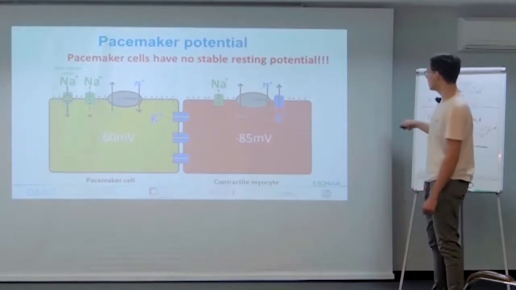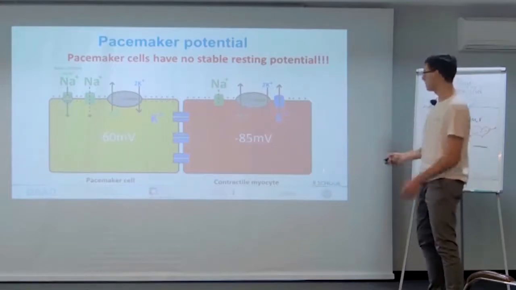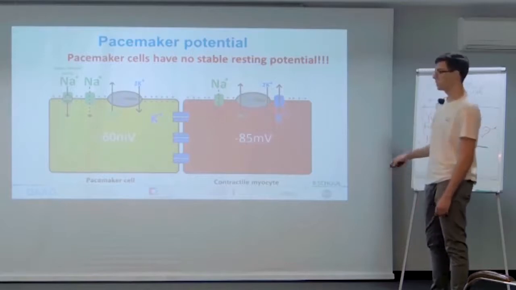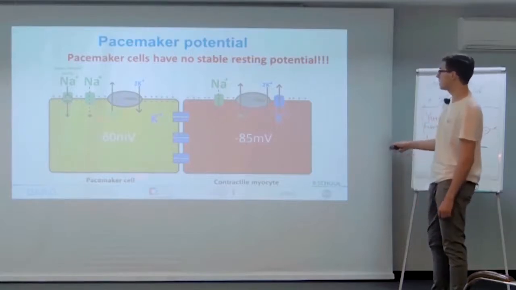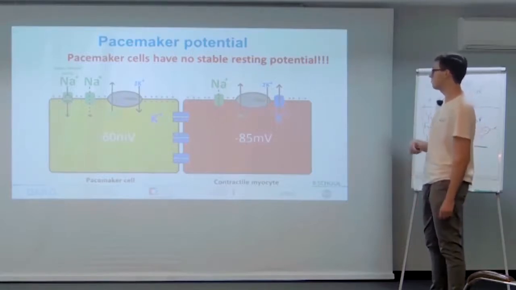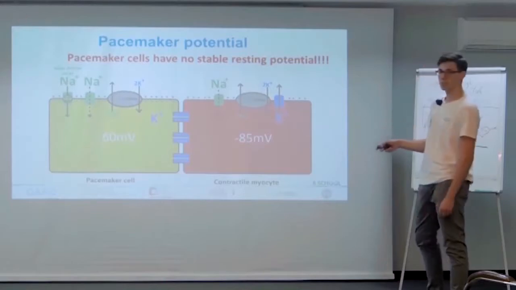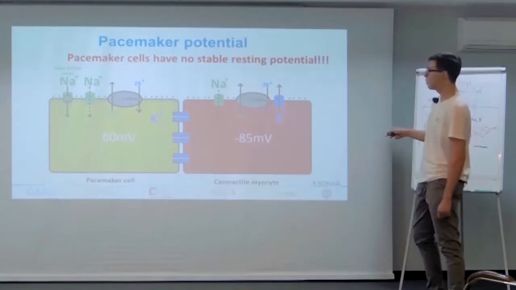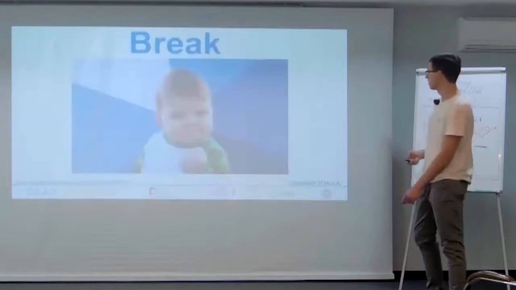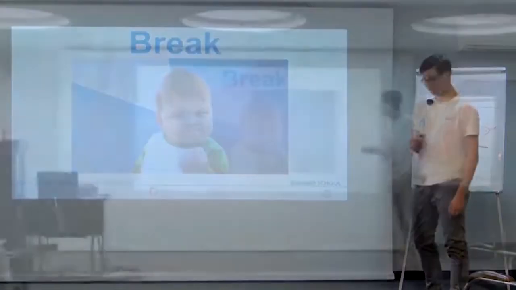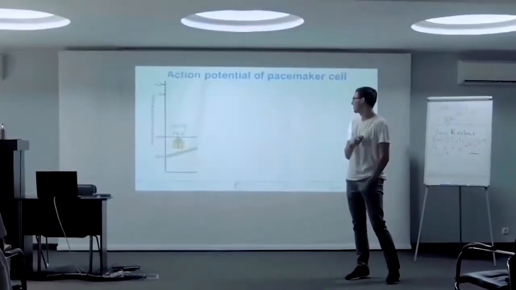Here potassium balance, here sodium: potassium goes out, sodium comes in, and the sodium-potassium ATPase does the opposite. The resting membrane potential is -85. Here the resting membrane potential is -60 millivolts. Sodium comes in, we have additional sodium going in, and we have no potassium balance, so we have no balance.